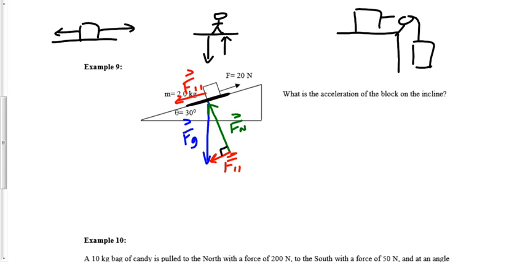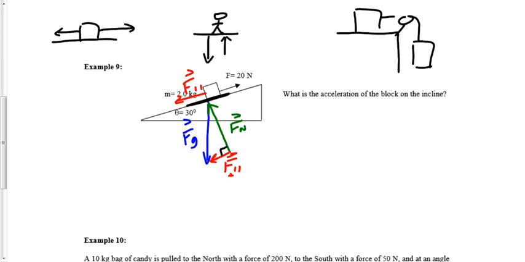If you have it drawn like this, and some people will draw it like this, you will get this question wrong. F parallel, right here, must be drawn parallel to the hill, and it must be perpendicular to the normal force. If you draw it the second way that I drew it, you're going to end up using the wrong trig function, and you're going to end up solving for the wrong answer.